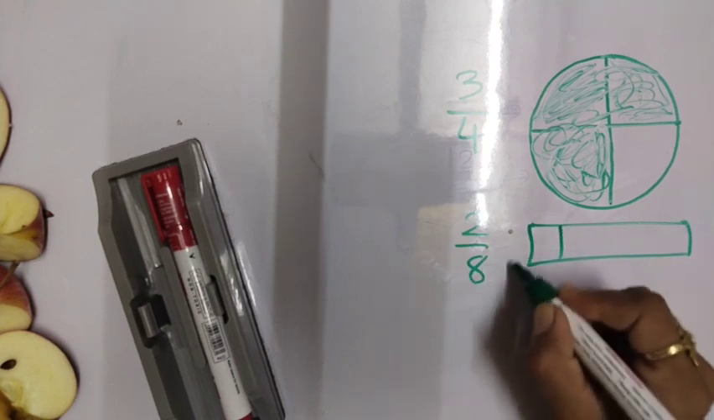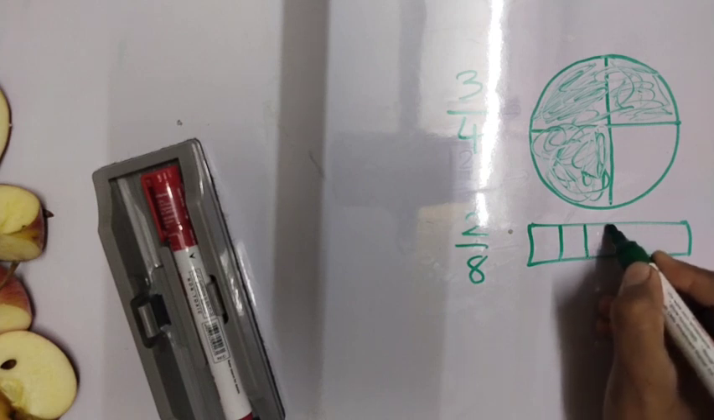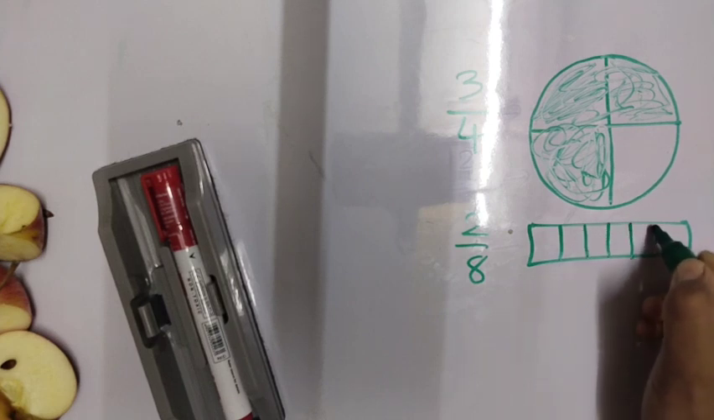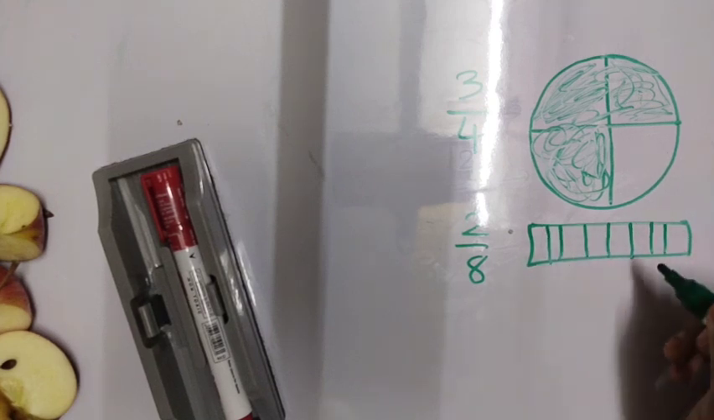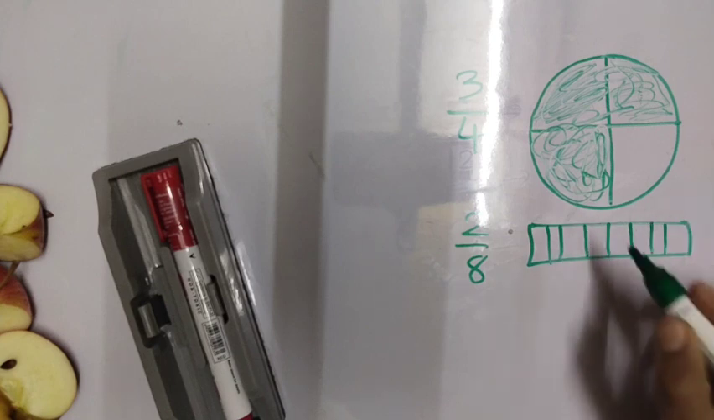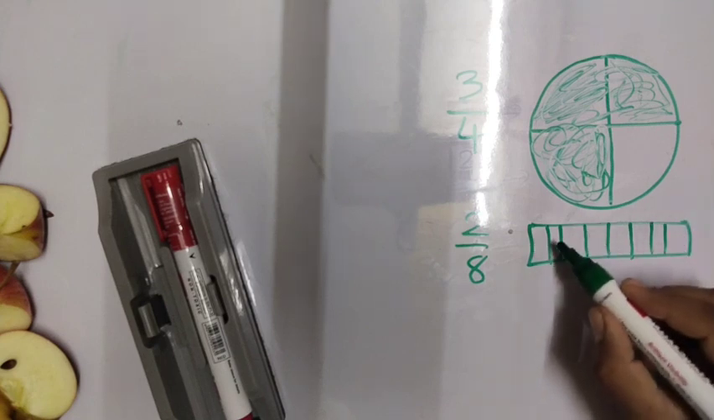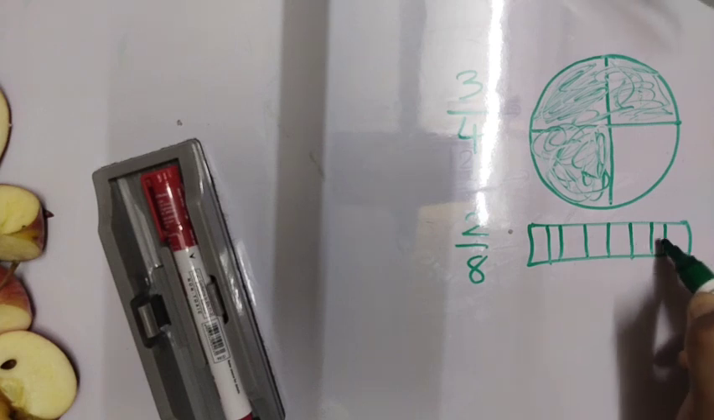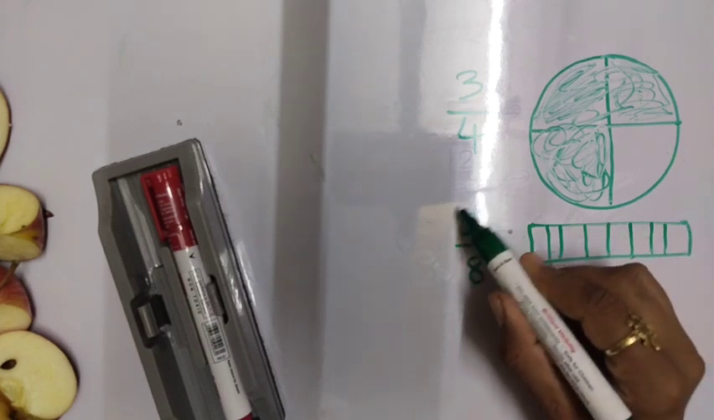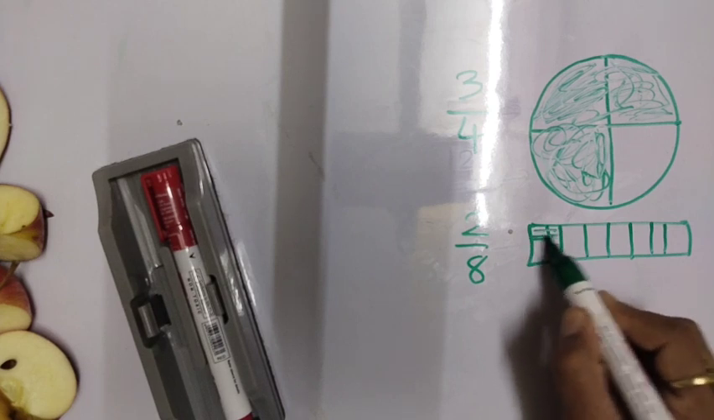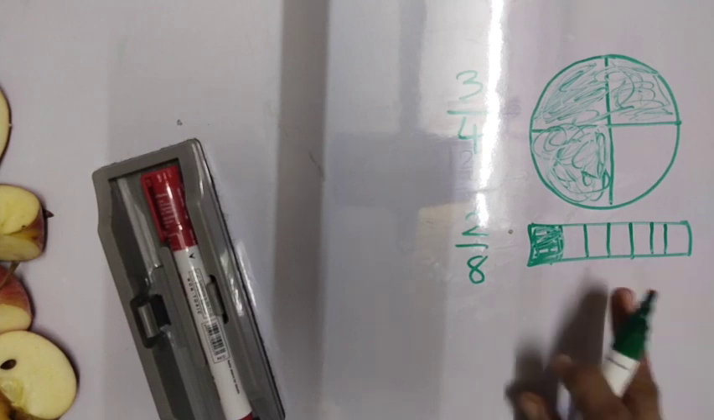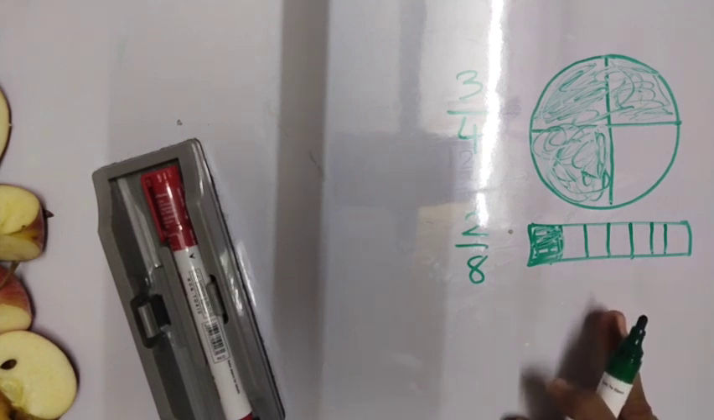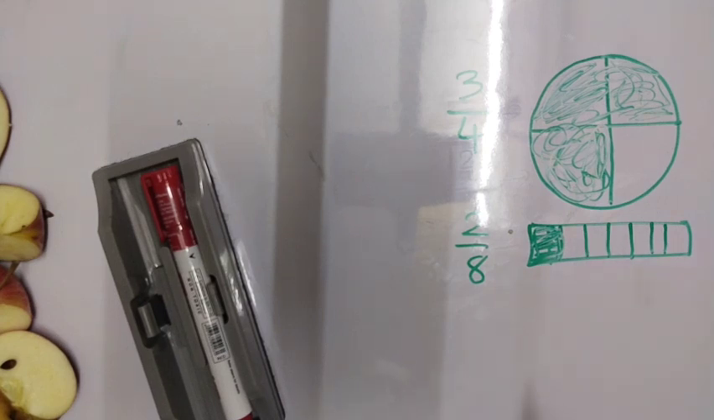If we take 2/8, for example, we can take any shape. 8 equal parts means if we draw 7 lines, it will be divided into 8 parts: 1, 2, 3, 4, 5, 6, 7, 8. So what is the numerator? 2. So we need to fill up 2 boxes. This is the pictorial picture for 2/8.